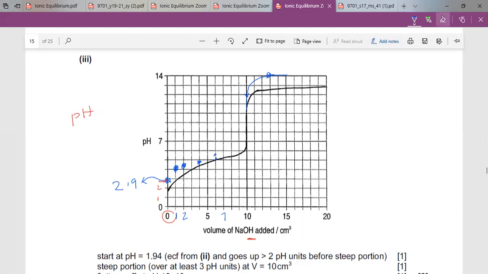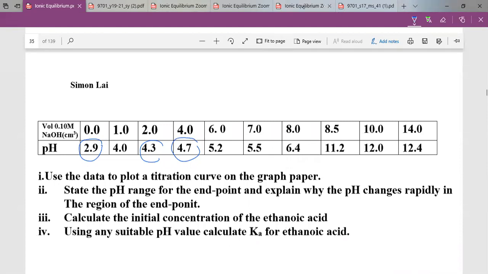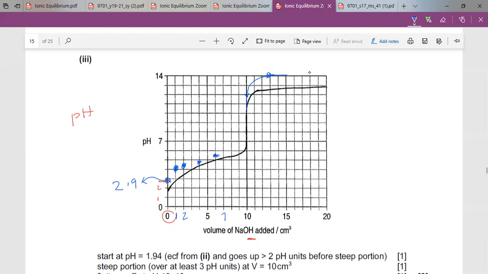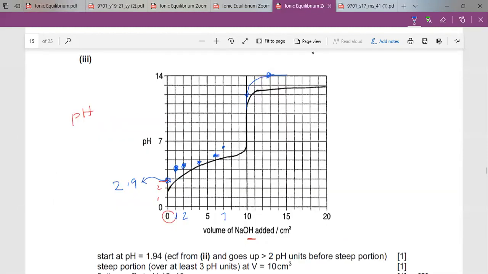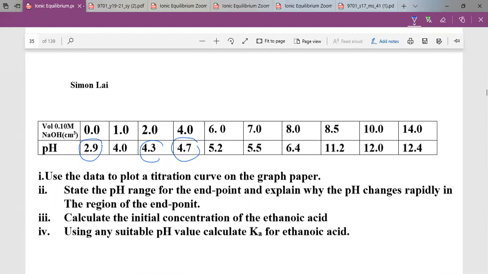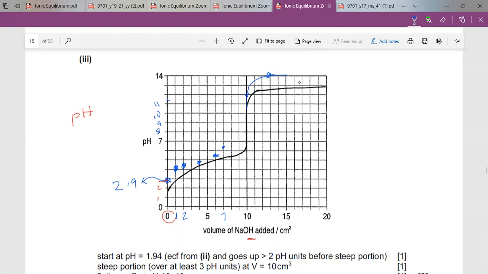I see I plotted wrongly here, never mind, no worries. Here's the point. Any more? 8 cm³ is 6.4, so 6.4 somewhere here. Then 8.5 cm³ is 11.2. Count 9, 10, 11.2 somewhere here. Check again: 8 is 6.4, and 8.5 is 11.2, so 8.5 is here and 11.2 is here.